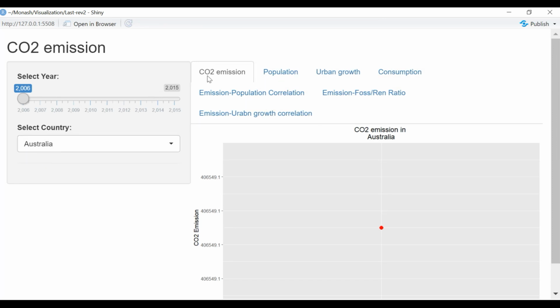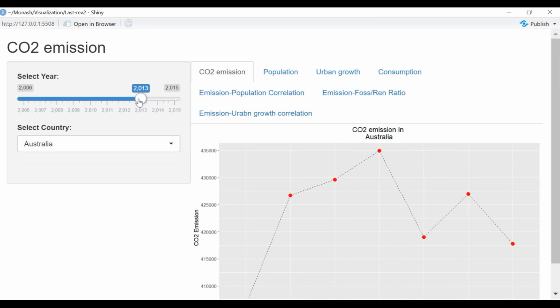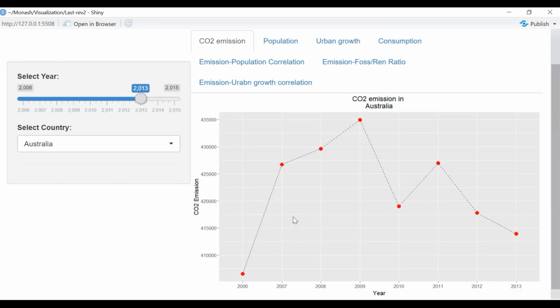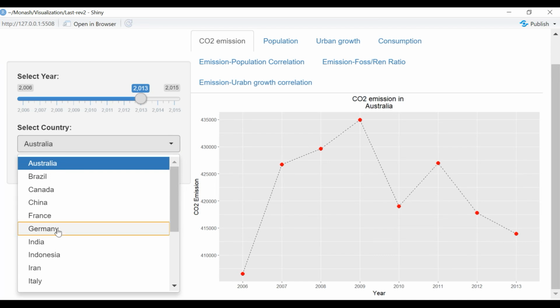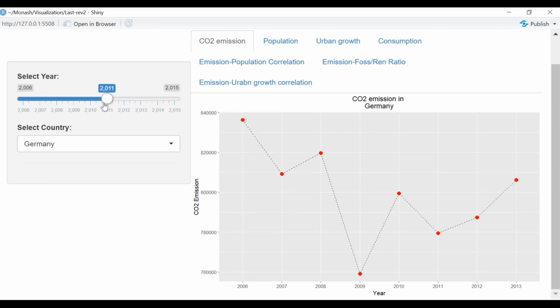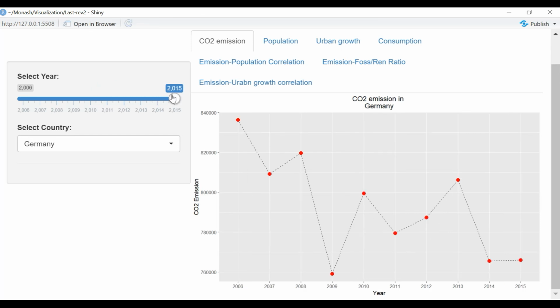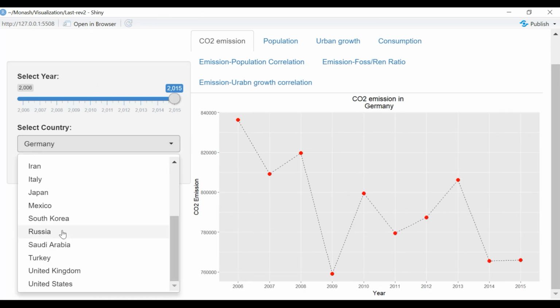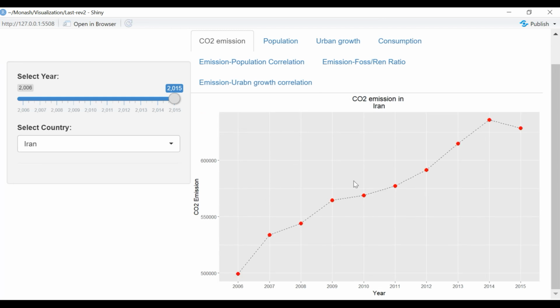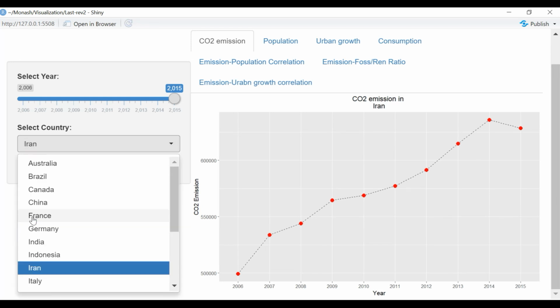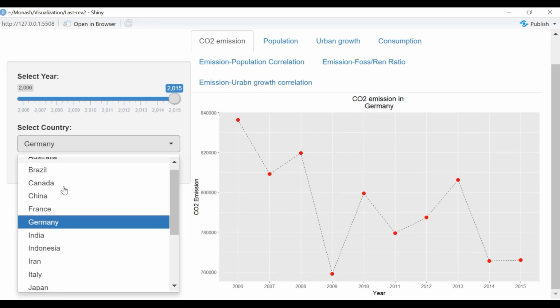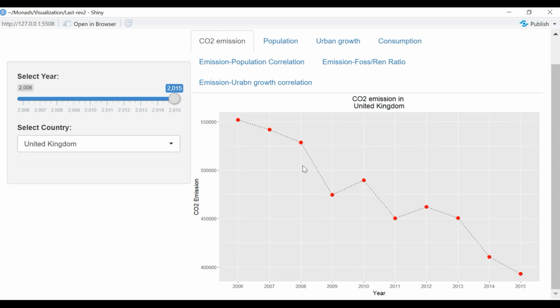So first, I'm going to start with the carbon dioxide emission in each country. Let's take a look at some of the examples. Here I have Australia selected, and I can select the year, jumping from 2006 to 2013. I can see how it is changing. I can change the country, jumping into Germany, and I can play with the slider bar and see how it is changing. Jumping, for example, to Iran here, there is an increase in the carbon dioxide emission from 2006 to 2015. Looking at a European country like Germany, as we looked before, or the United Kingdom, it is decreasing.